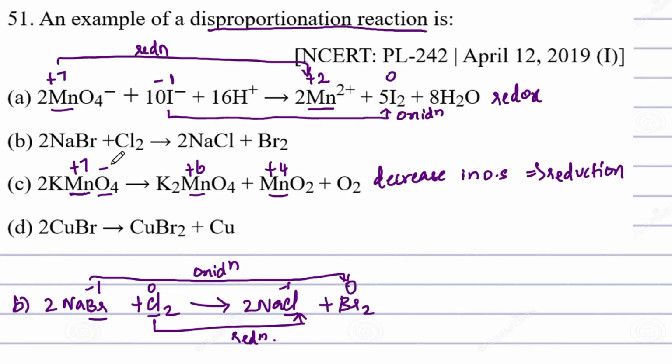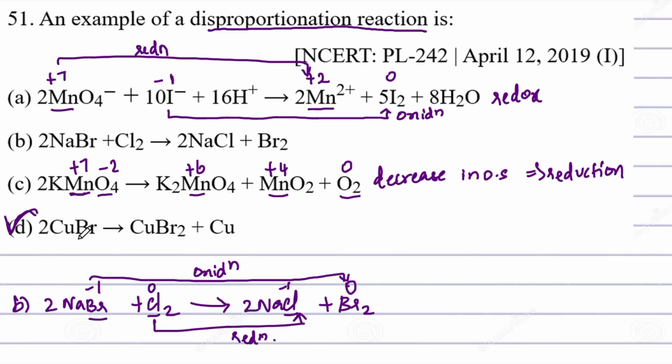The oxidation state of oxygen is minus 2, and in molecular oxygen it is 0. So from minus 2 to 0 is increase in oxidation state. So oxygen is oxidized, and manganese undergoes only reduction. So this is also a normal redox reaction, not a disproportionation reaction. So obviously option D is the correct answer.